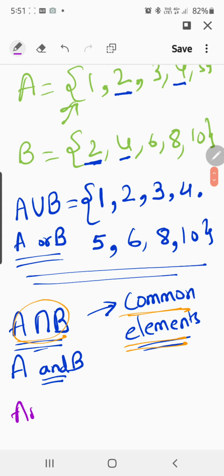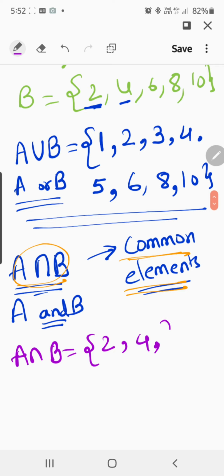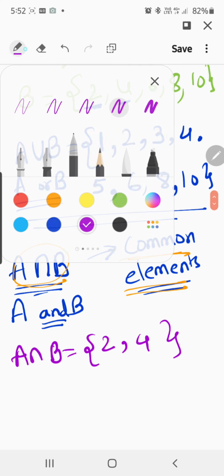So A intersection B is equal to what? Here you can write that 2 is a common element. Next, 4 is also a common element, and 5 is only in one set. So 2, 4 are the two common elements.